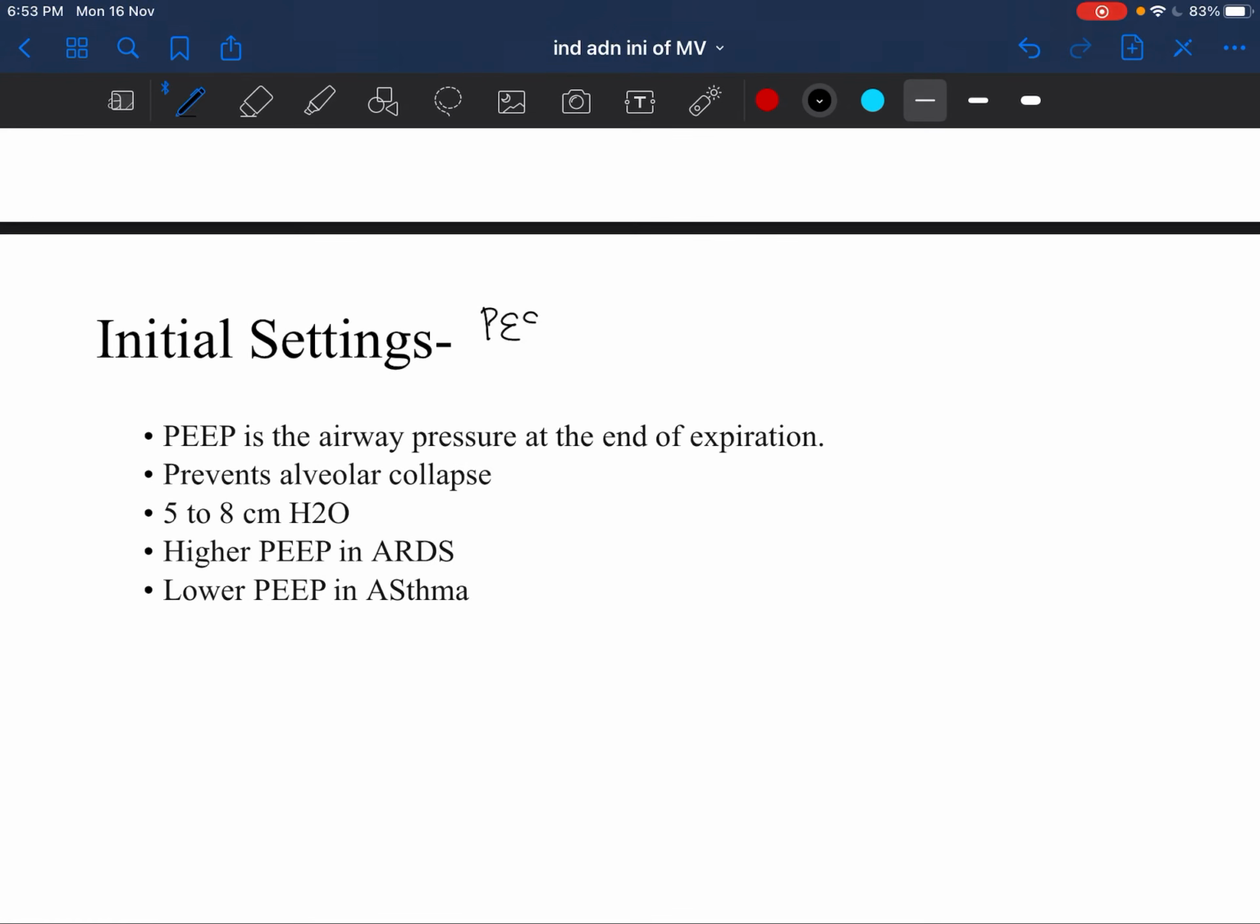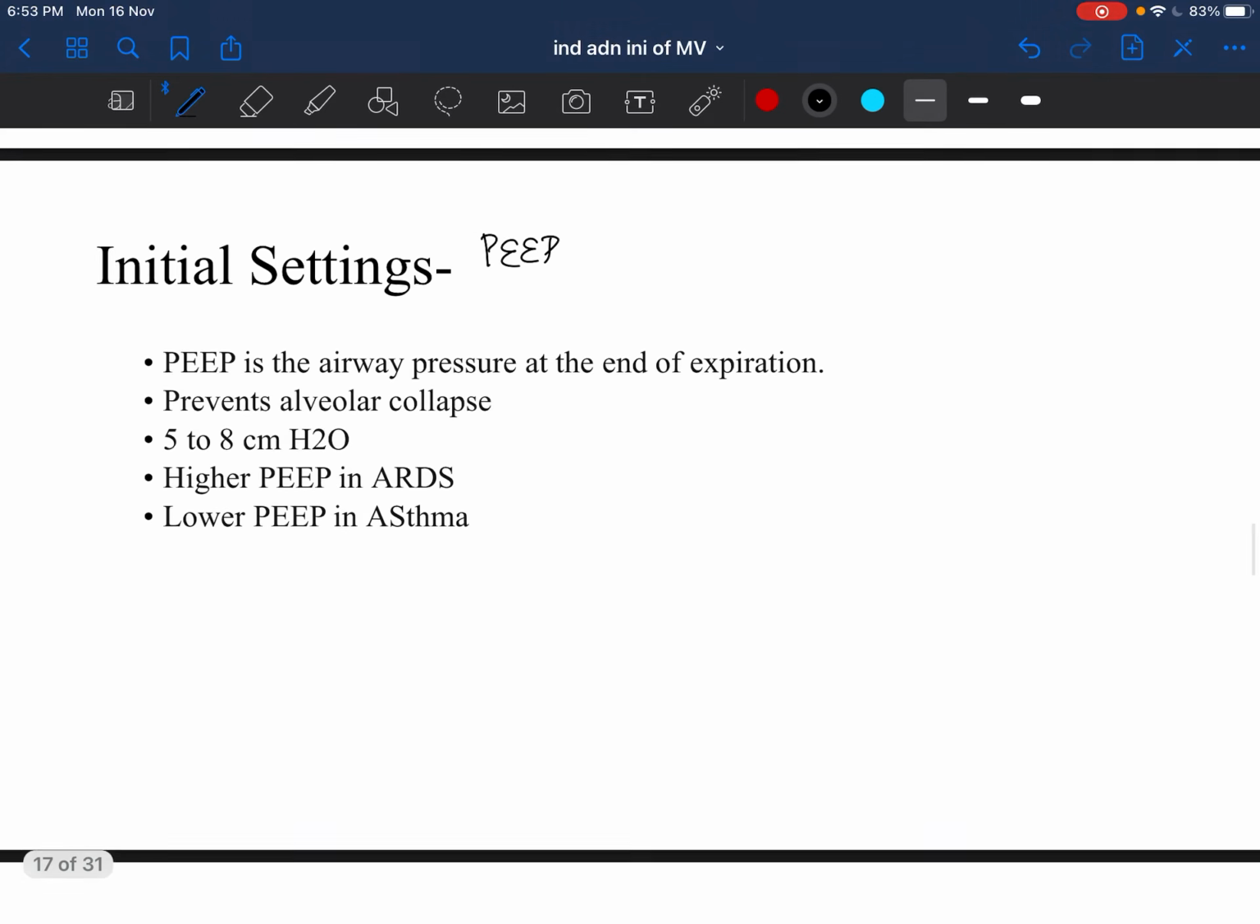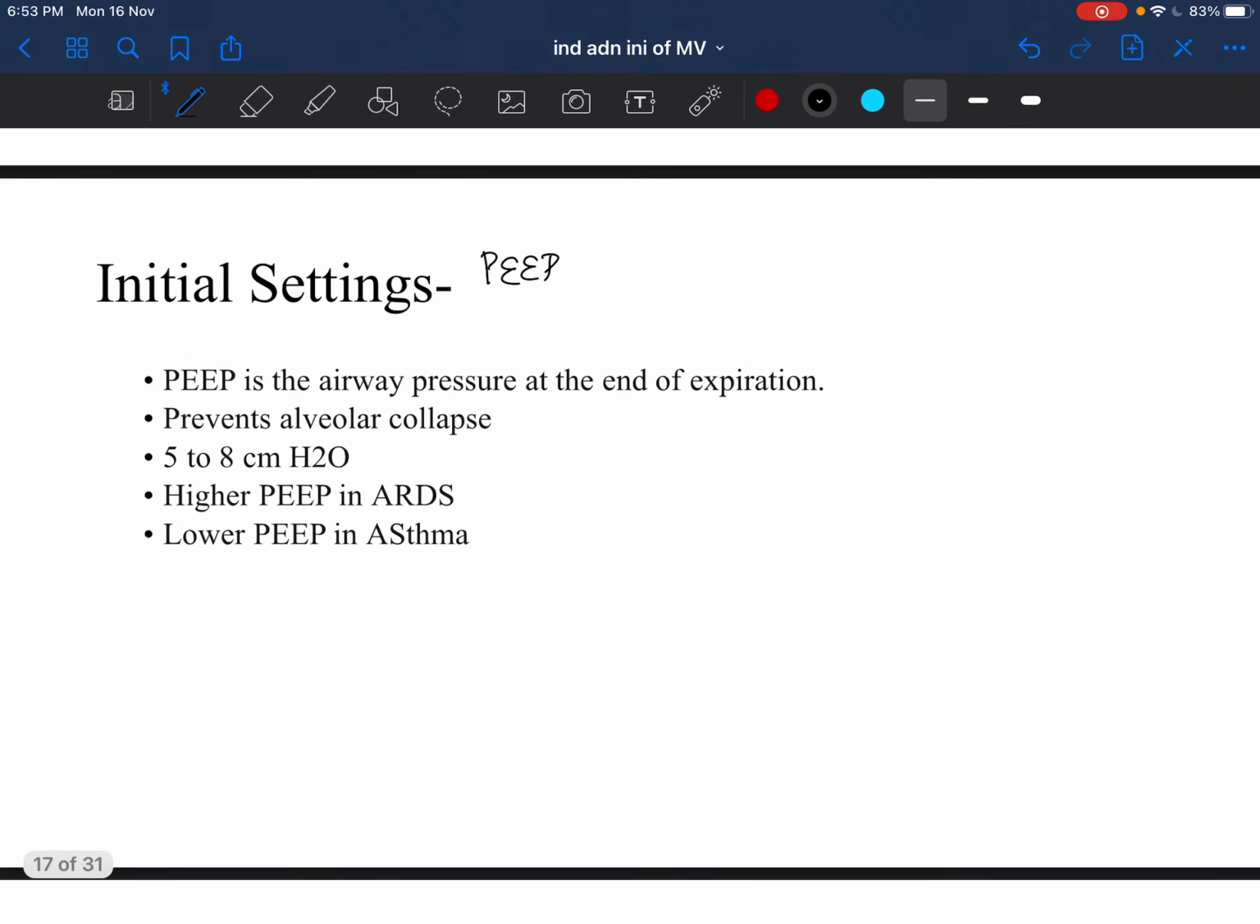Next, PEEP, positive end expiratory pressure. This is the airway pressure at the end of expiration, isn't it? You do not want the alveoli to collapse at the end of expiration. This maintains your functional residual capacity. Normal is around 3 to 5, it is not 5 to 8, it is 3 to 5 centimeter of water. Higher PEEP is preferred in ARDS and lower PEEP in asthma.